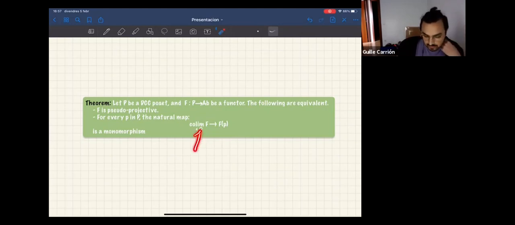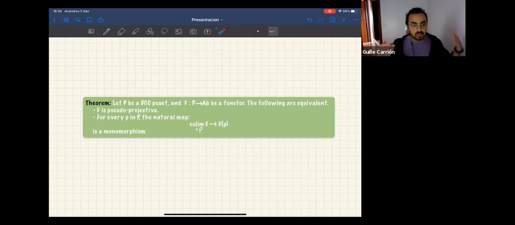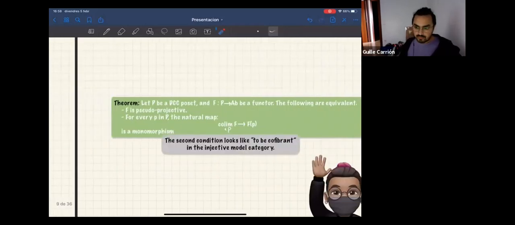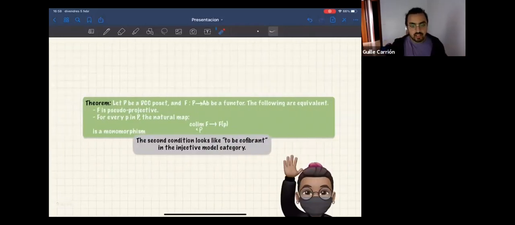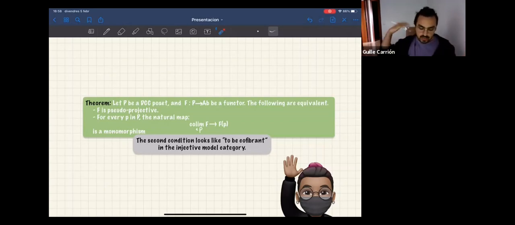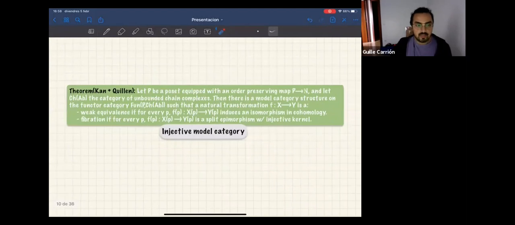Observe that this is an abelian group, this is also an abelian group, and we only have to check that a map between two abelian groups is a monomorphism. That is easier than checking the other condition. If any of you are familiar with model categories, this condition looks like being cofibrant in some sense, and we use the machinery of model categories to prove things.